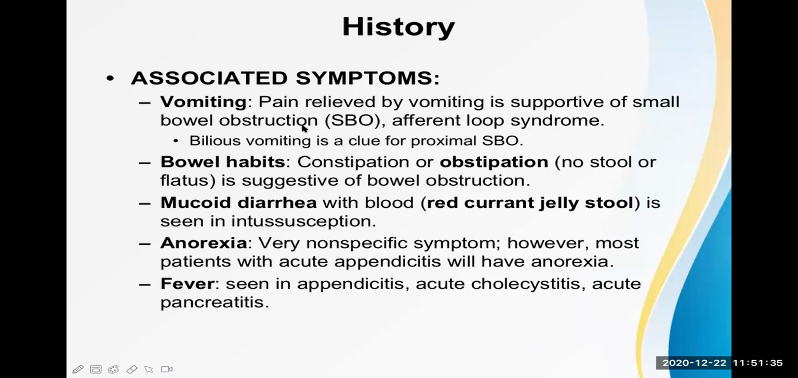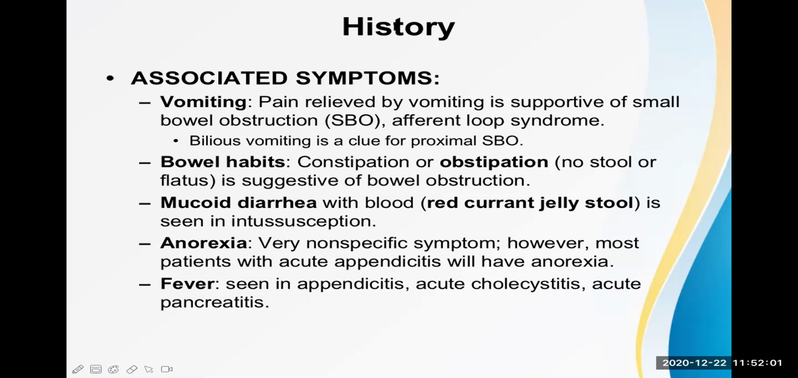So we all know about small bowel obstruction. Duodenum, jejunum, ileum, these are the parts of the small bowel. If any of those structures are blocked or obstructed, that is called small intestinal or small bowel obstruction. So the cardinal features here are pain, vomiting, constipation, and distension of the abdomen. And pain is usually relieved by vomiting.